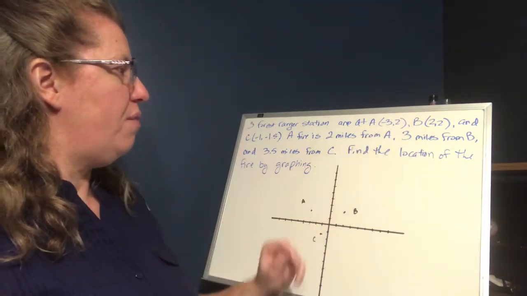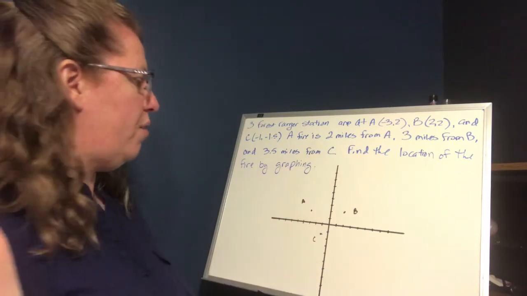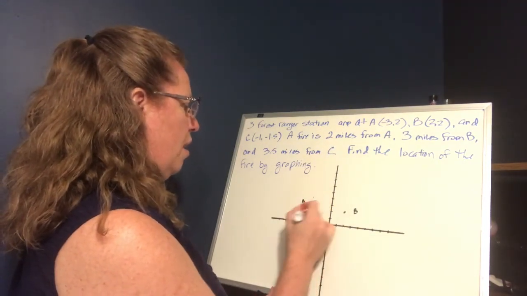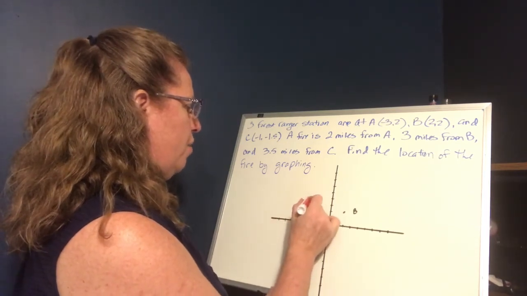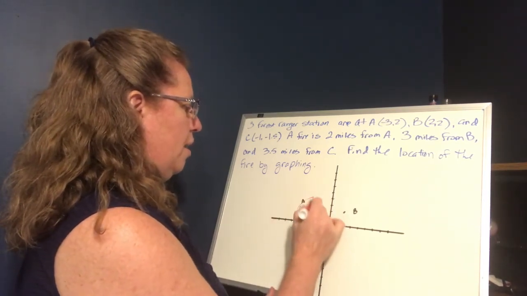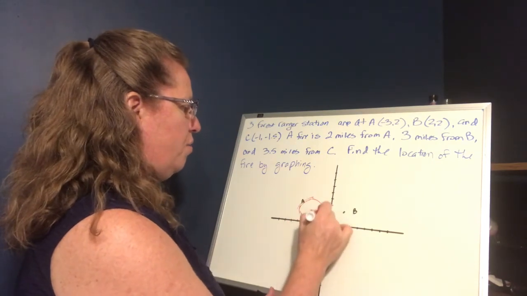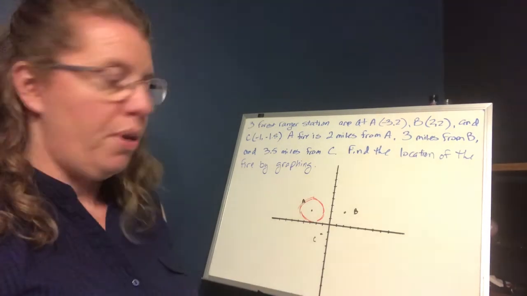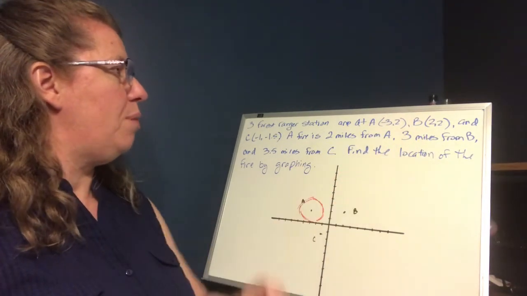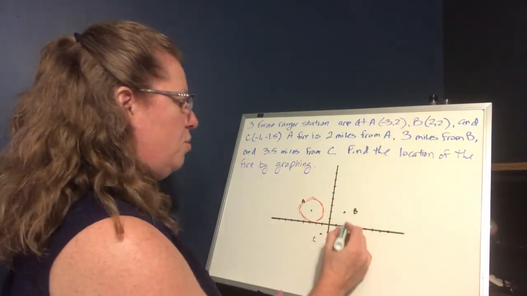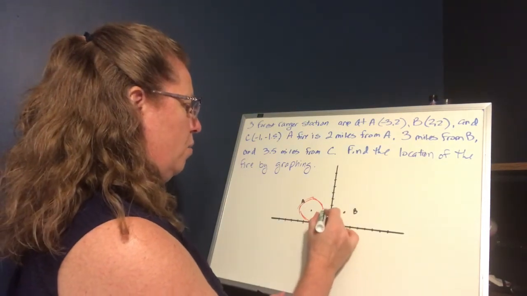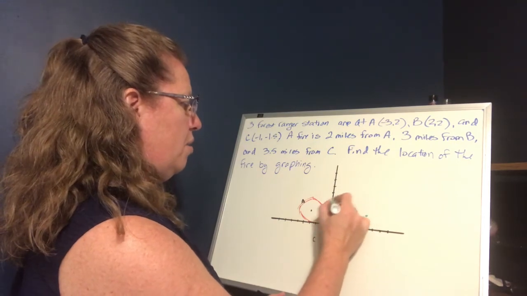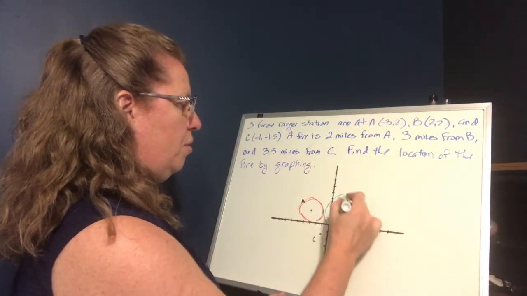So A is at (-3, 2), and it says the fire is 2 miles from A. So I'm going to draw a circle around my ranger station here that has a radius of 2. Okay, so there's my first one. I'm going to use a different color. And then we have B, it's 3 miles from B. B is at (2, 2), so we're going to go 1, 2, 3 here, 1, 2, 3, and 3 that direction. So we wind up with a nice circle there.